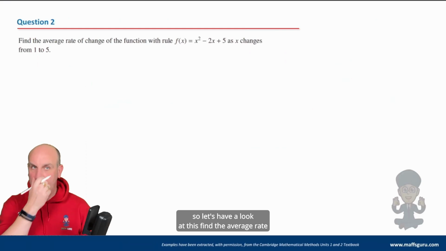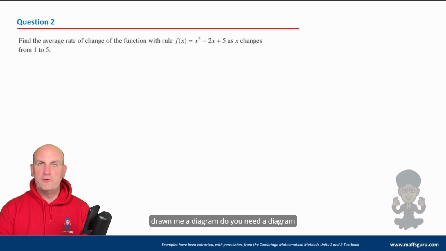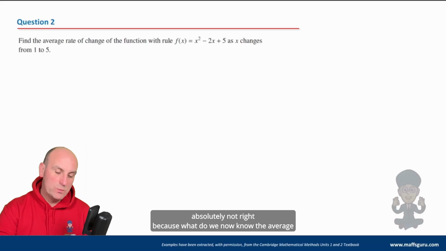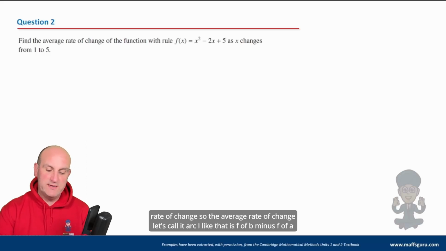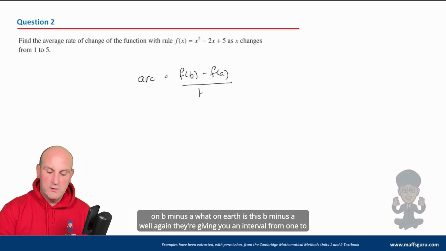So let's have a look at this. Find the average rate of change of the function with the rule as x changes from 1 to 5. Hold on, they've not drawn me a diagram. Do you need a diagram? Absolutely not, right? Because what do we now know? Well, the average rate of change, let's call it ARC, I like that, is f of b minus f of a on b minus a.